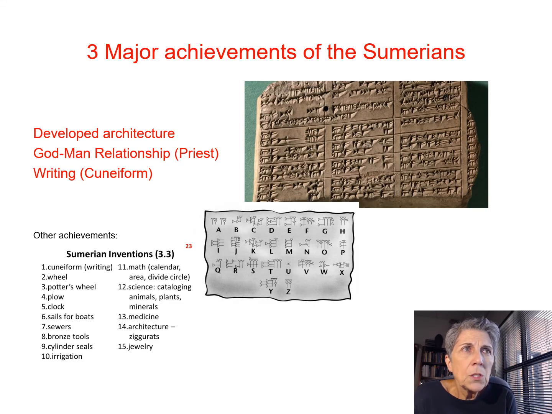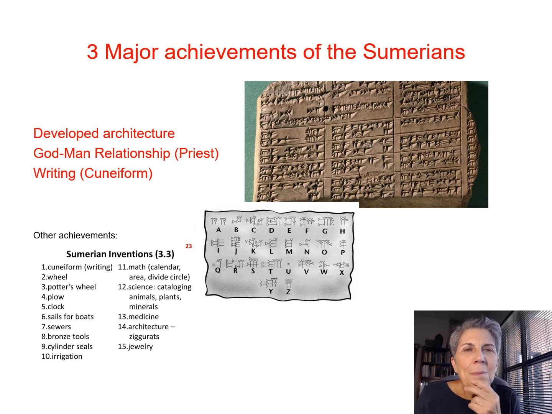So here is a piece of a tablet. The Sumerians are important because not only did they develop architecture and a god-man relationship, but they also developed writing, and these are examples of writing. Their writing is called cuneiform. The writing for the Egyptians is called hieroglyphics. So this is cuneiform. I've also imported a little image here so you can write your name in cuneiform using our alphabet.